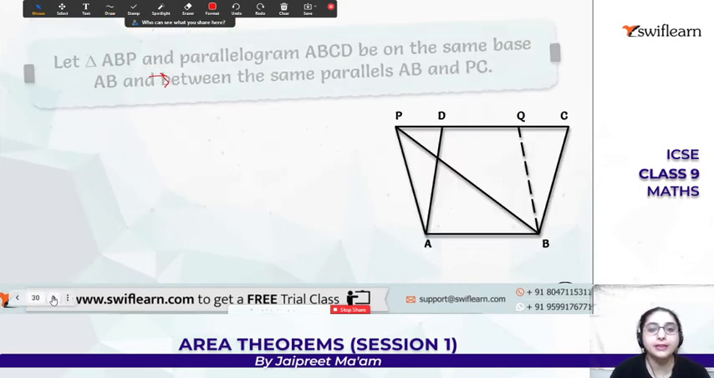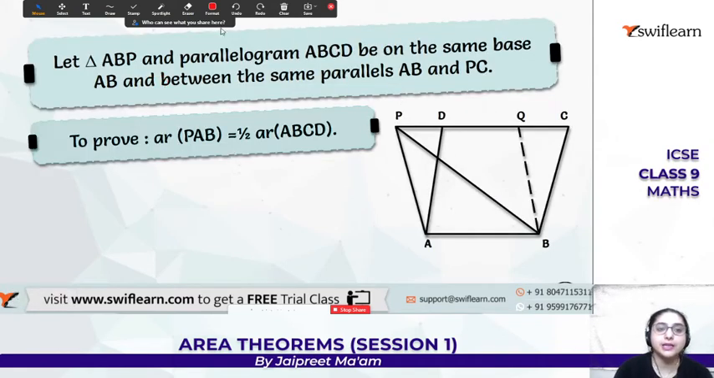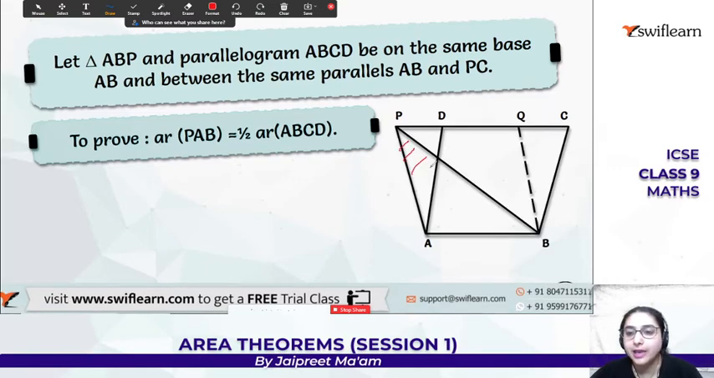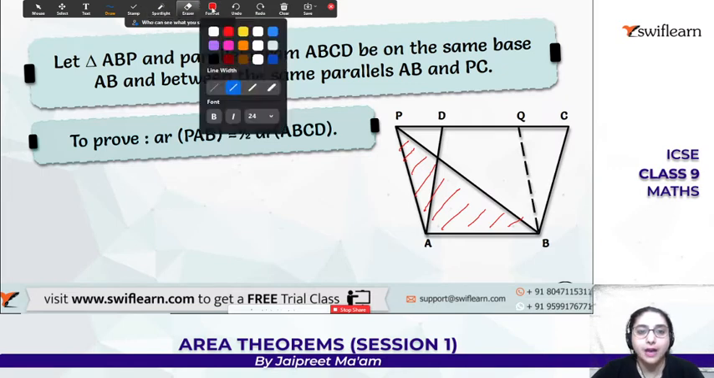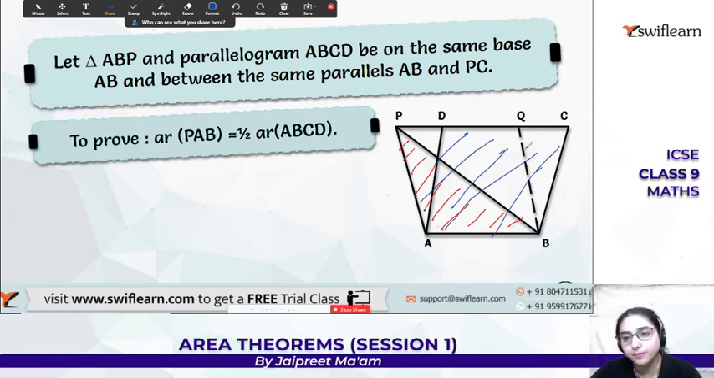So how will we find that? Let's take a triangle ABP. So we are taking this triangle APB, and a parallelogram ABCD on the same base. What is the parallelogram? ABCD. So they are on the same base, one triangle. So what is the base? AB, right? And the parallels are the same. What are the parallels? The parallels are PC and AB.